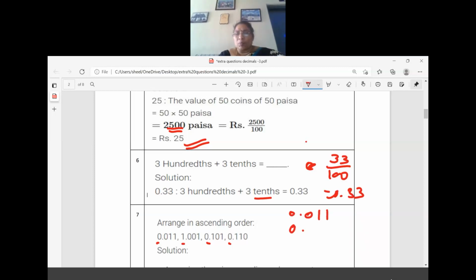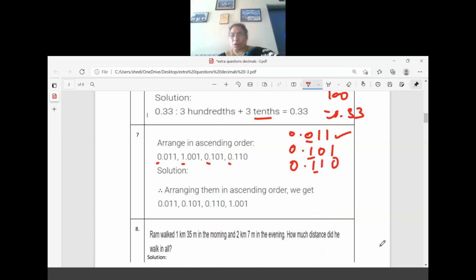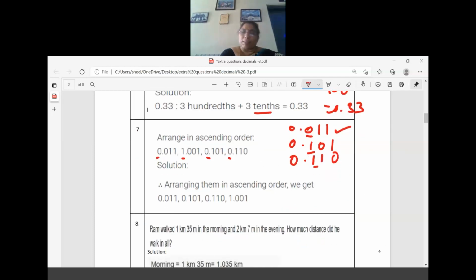0.011, 0.101, 0.110. So already we checked the whole numbers and now that is over. Now after the decimal, which place should we go for? The tenths place. So 0 is here and then 1, then 1. So which is the smallest? Definitely 0.011 is the smallest. So we should write that first. Correct? We have written it here.